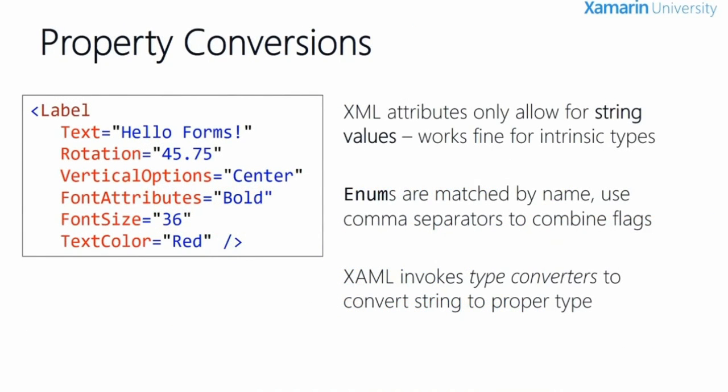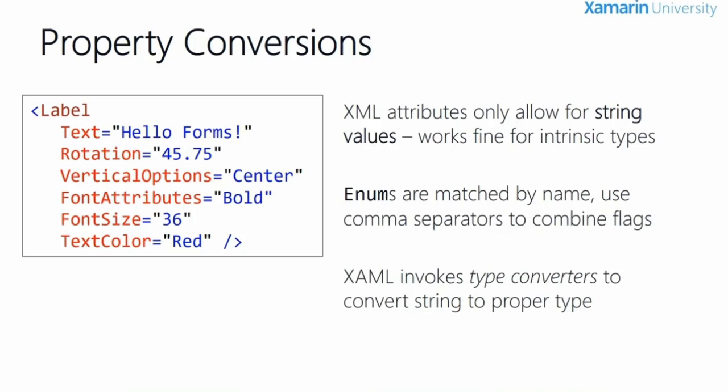If you dive deeper into this, we have an example of a label here. We have things like text, font size, text color, etc. And notice how every single value is a string. Well, it turns out that behind the scenes, for example, text color is not actually a string. It's actually a color object. So how are we getting from string to object?